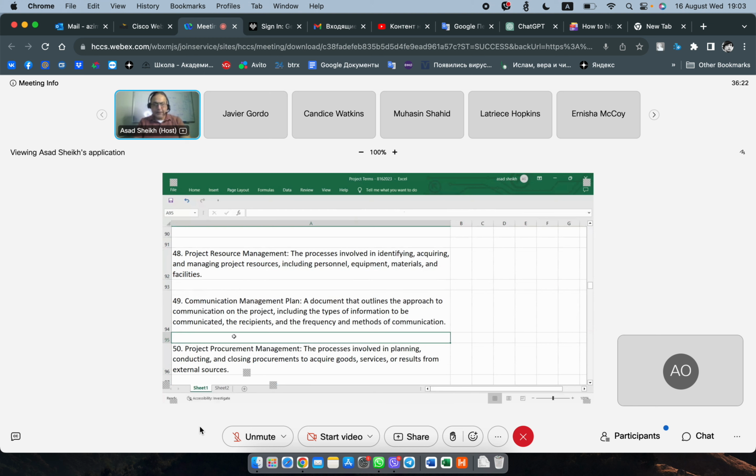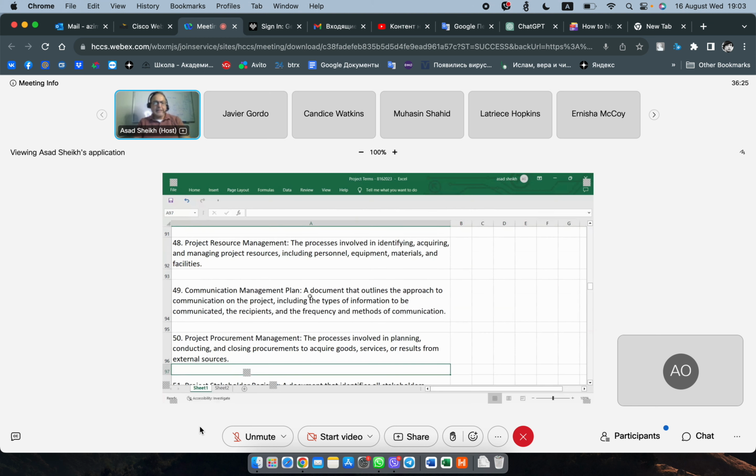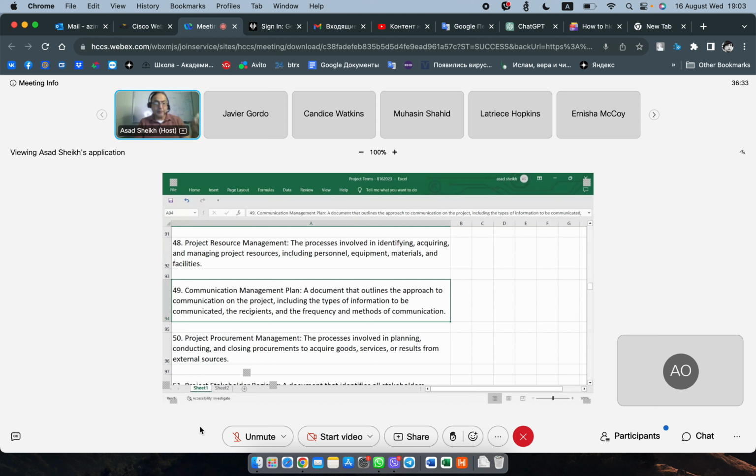Communication plan. Okay, communication plan is important. What exactly goes inside a communication plan? Really, this is a document that outlines the approach to communication on the project. It includes the type of information to be communicated, the recipients, who we're going to communicate it to, and how often you're going to communicate it. So that's what the communication plan is about.